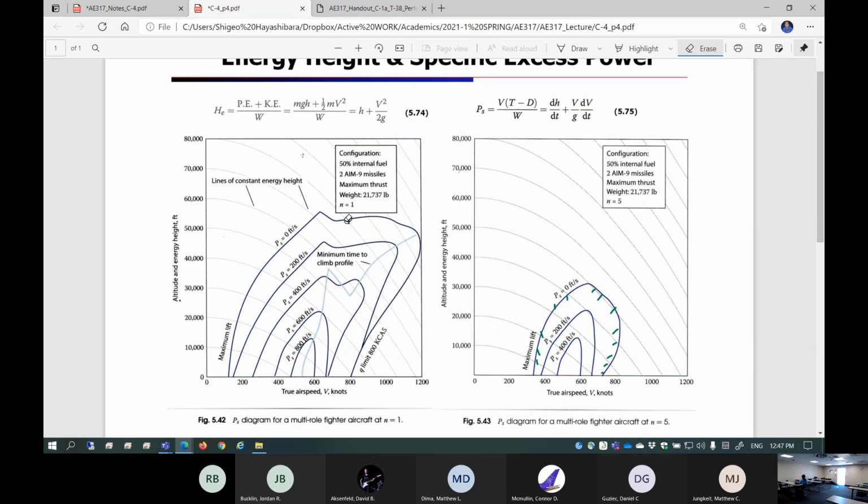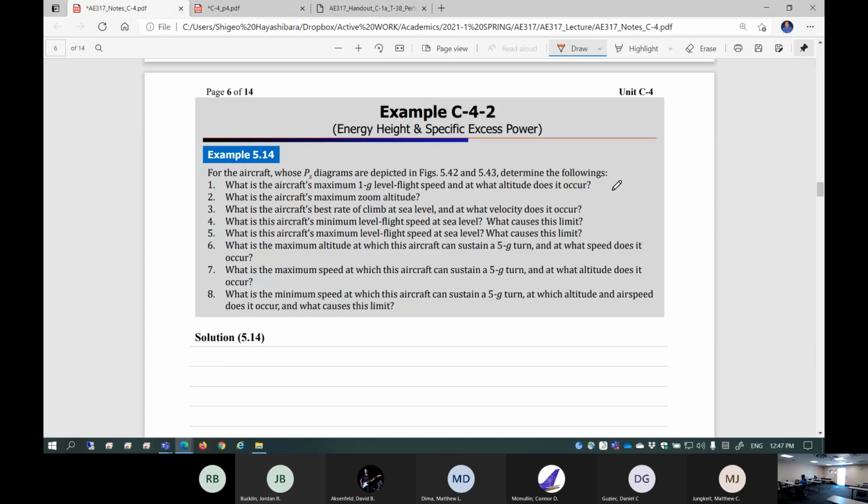All right, let's just take a look at the example problem here. So lots of questions here. I can show you one PS diagram and ask like 20 questions. That's a very easy exam for me to create, so be ready for it.